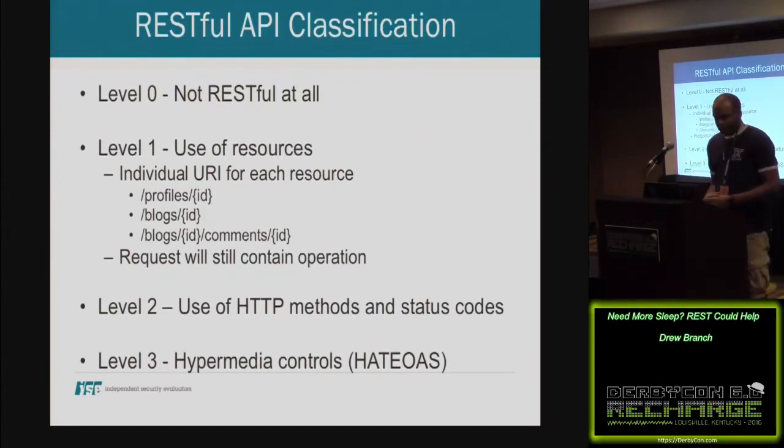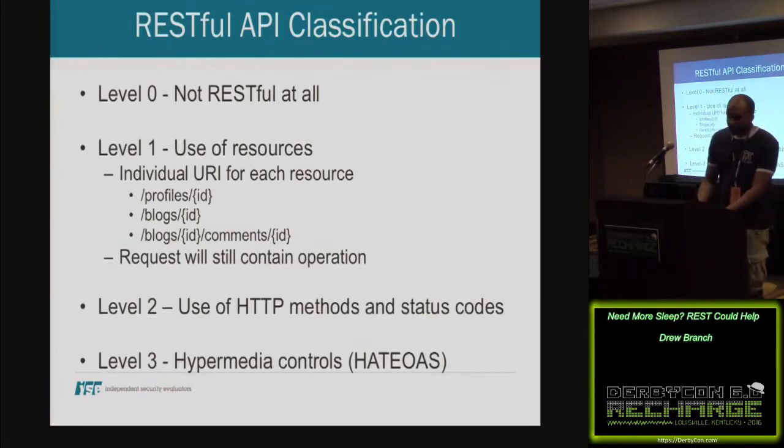So let's go through the other levels. Level 1 is the use of resources. So you would access a resource by its ID instead of having a static web page. But the request will also contain the operation to be performed. So say you make a request to get a blog, you will still use the POST method, but within the request you will say get blog.